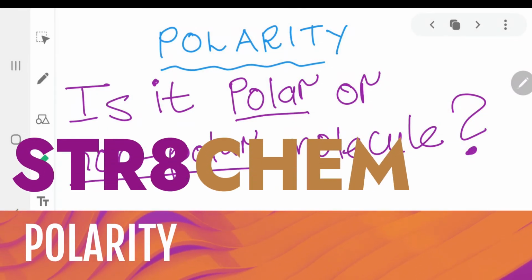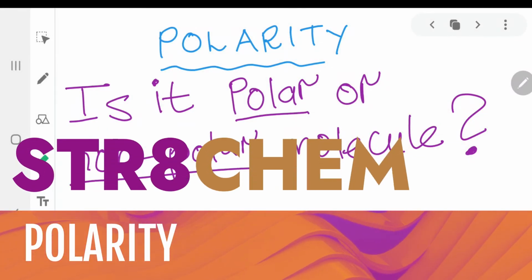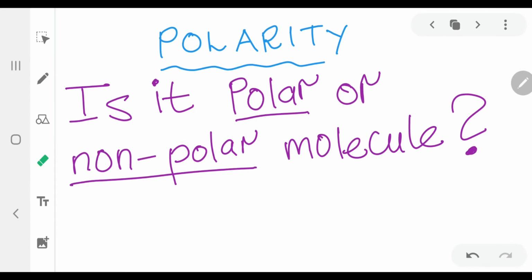Hi, in this STR8CHEM session, we're going to look at polarity. So in polarity, we're going to think about, is it a polar or a non-polar molecule? We have learned about how to draw the most plausible Lewis structure, and also how to determine the shapes of the molecule.